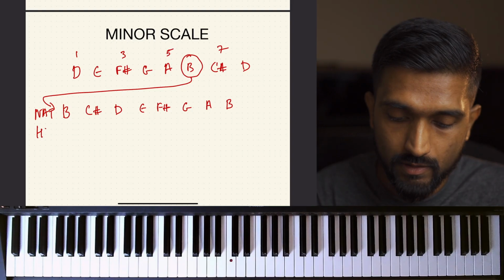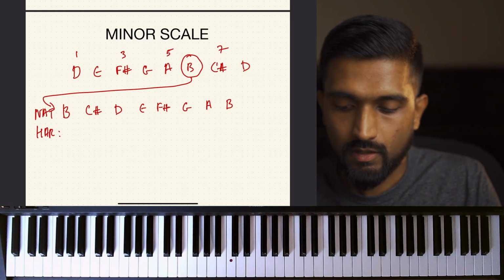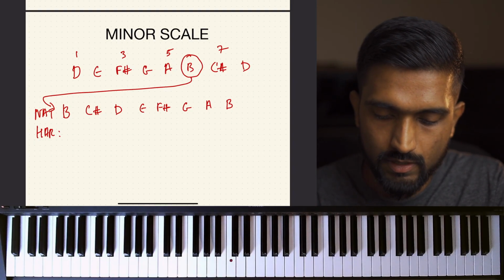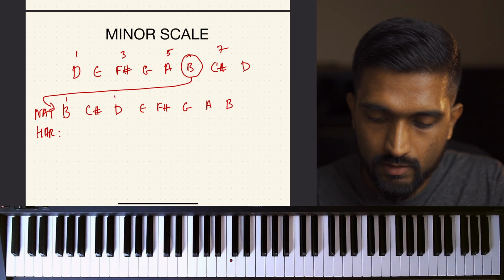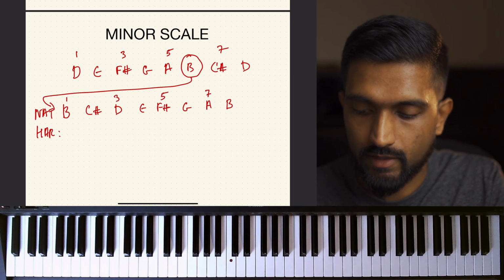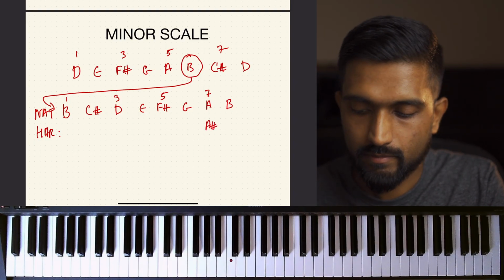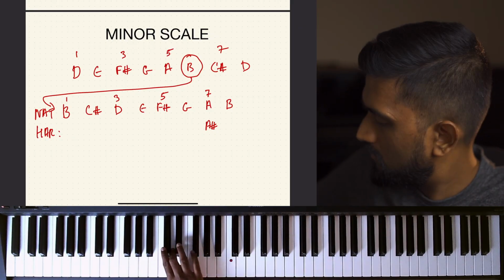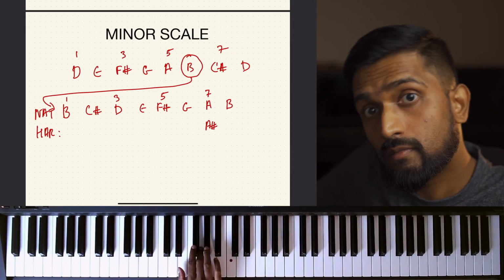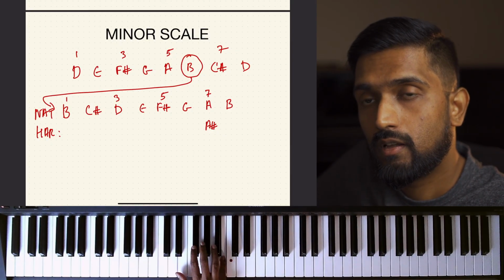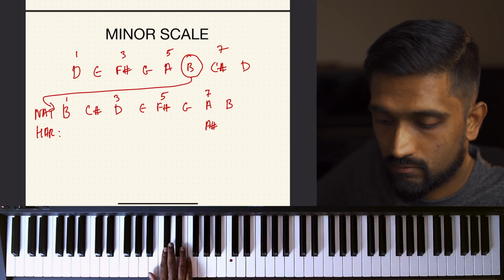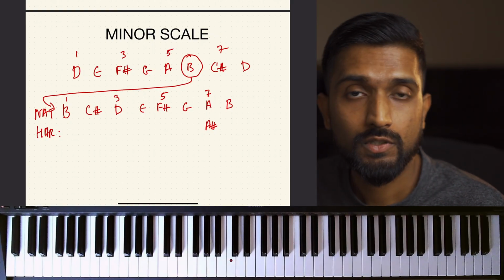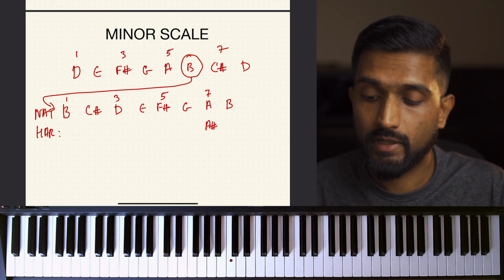Now, how would you make this harmonic? Remember, you need to take the 7th note and sharpen it. So what is the 7th note in the B natural minor? 1, 3, 5, 7. So the A becomes a sharp. Right, I'll play that again. So that's your B harmonic minor.